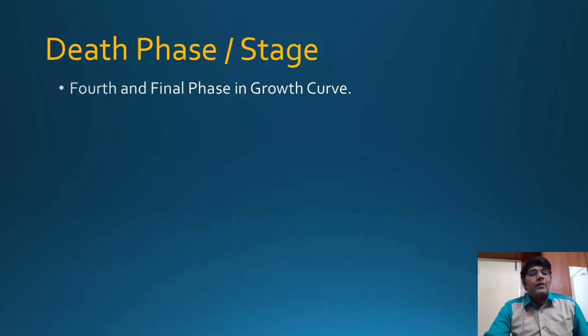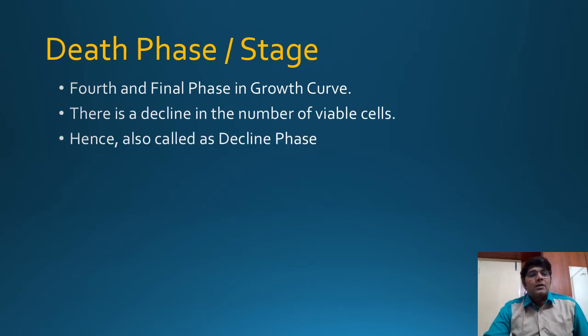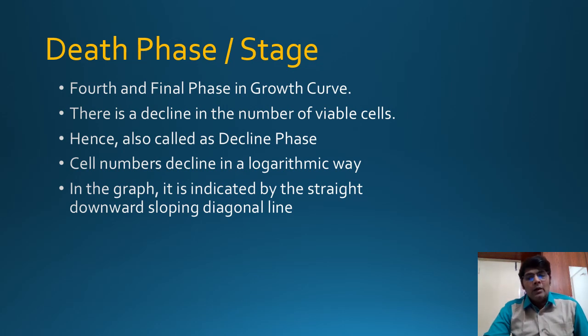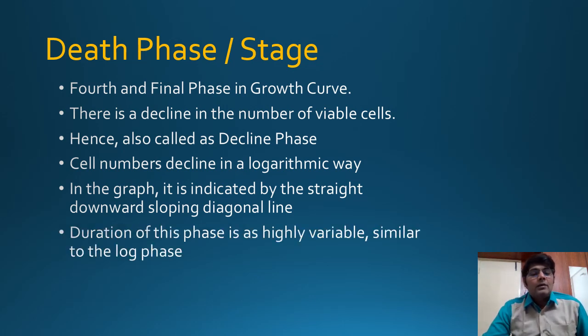And the last phase is the death phase. In this death phase, as you can see here, there is a decline in the number of viable cells, and because of this it is often referred to as the decline phase. The decline takes place in a logarithmic way, very similar to your log phase, the second phase of your bacterial growth curve. Because of this it is indicated by the straight downward sloping diagonal line in the graph depicting the bacterial growth curve. And the duration of this phase is as highly variable as your log phase.